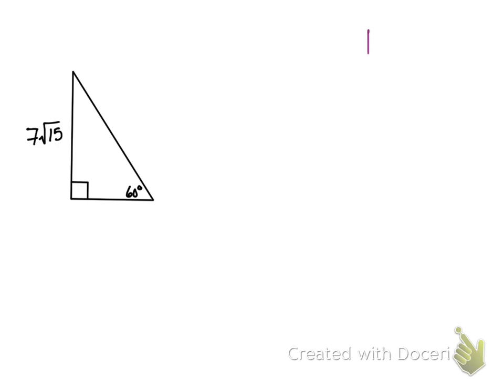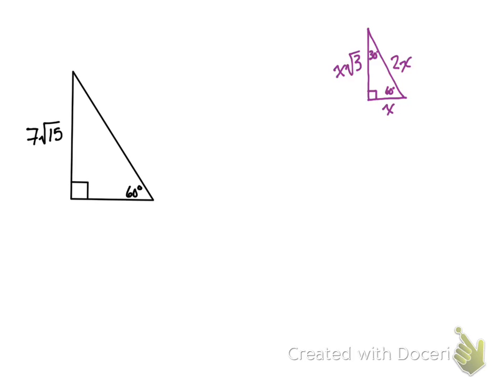So first we need to remind ourselves what our rules are for this. And we always call the shortest side x. Our hypotenuse is 2x and the other leg is x√3. And that is if this angle right here is 60 degrees, okay? And that means that this angle up here is 30 degrees.